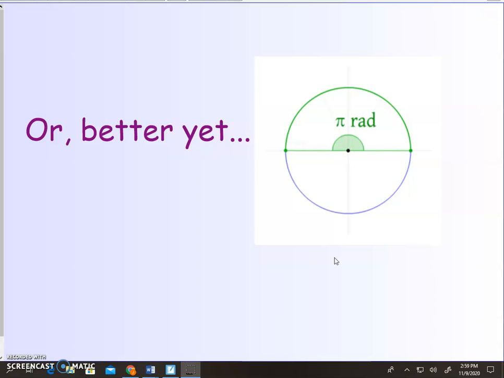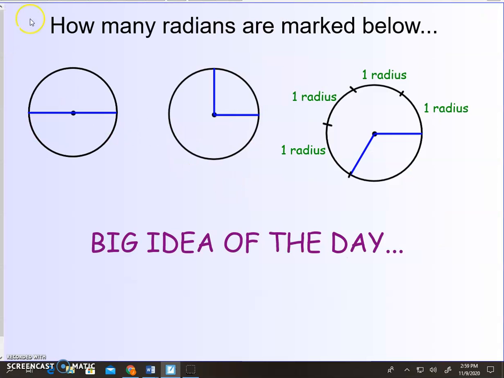Well, I think you're going to see it takes 2 pi radians to fill up a circle. Remember, the circumference of a circle is 2 pi times the radius. And since a radian comes from the radius, you can see that it would take 2 pi radiuses, or 2 pi radians, to completely surround the circle, to rotate around the circle. That is what a radian is.